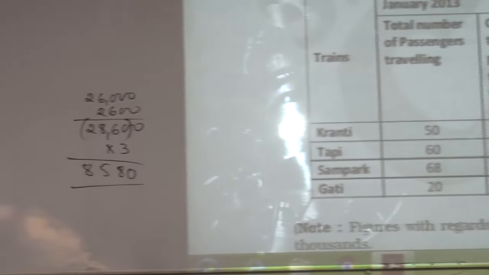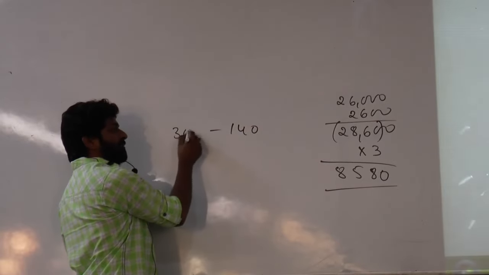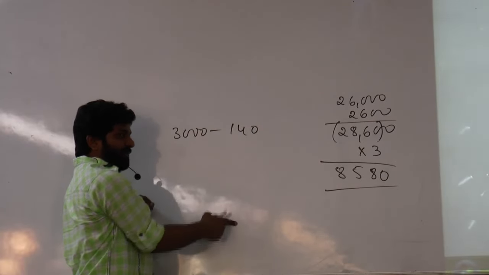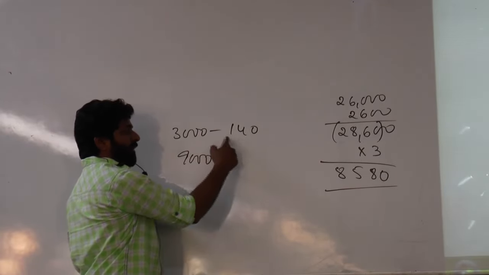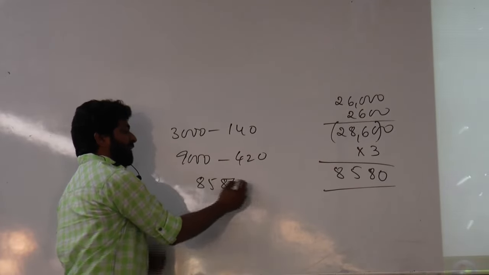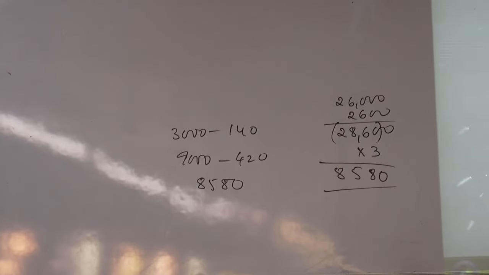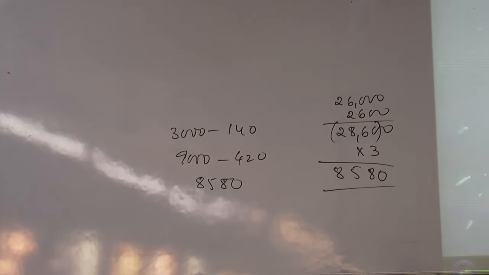Or else you treat this number 2860 as 140 less than 3000. 3 times of this number is 9000 minus 420. Answer 8580. That's it. Any other question?